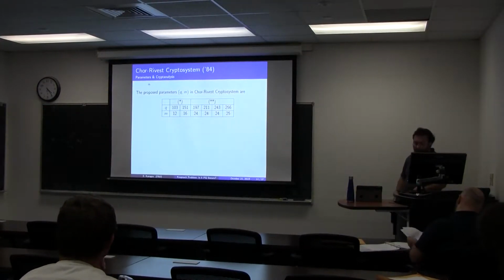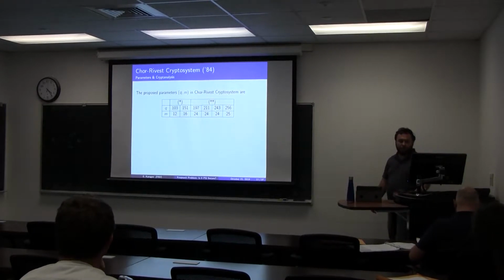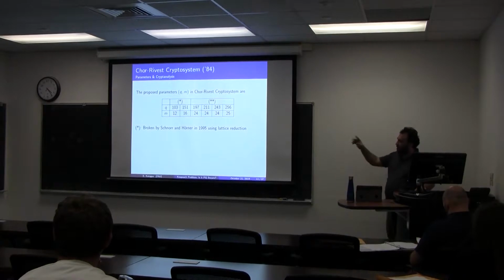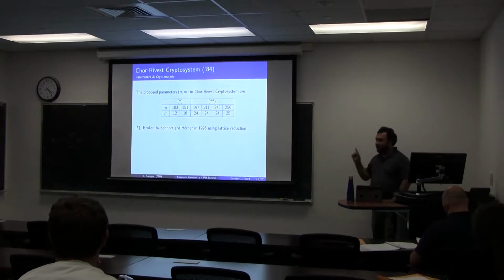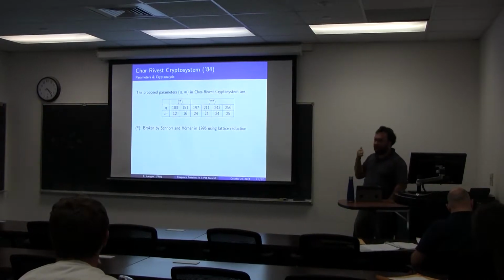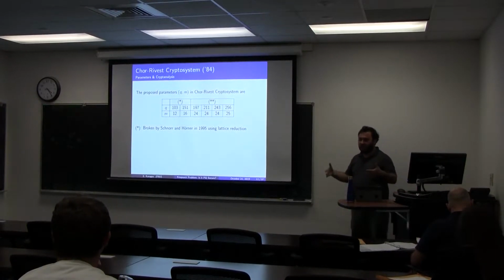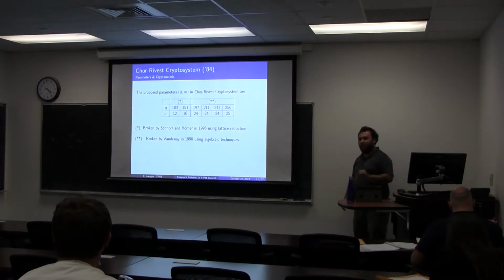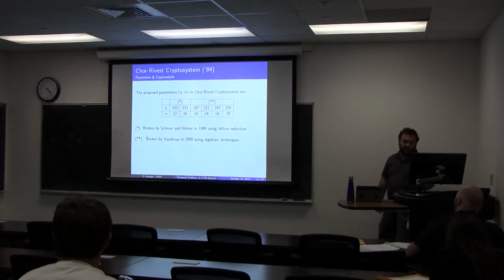And these are the proposed parameters for the Schwarz crypto system. I made two groups because the first group was broken by Schnorr and Hörner in 1995 using lattice reduction, and the rest were broken by Vaudenay in 1998 using algebraic techniques.